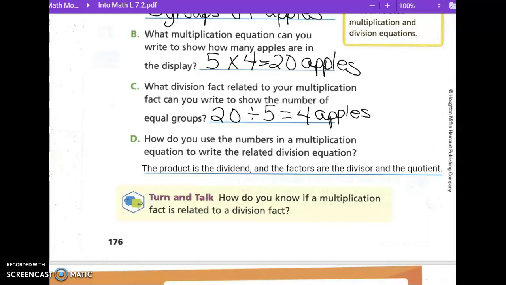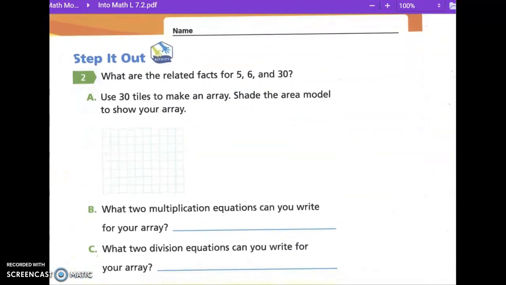All right, so now we're ready to move on to page 177. Let's step it out. What are the related facts for 5, 6, and 30? It says use 30 tiles to make an array. Shade the area model to show your array. So I'm making the decision. We're going to have 6 rows on our tile. So first we're going to outline our array. So go down 6 rows.